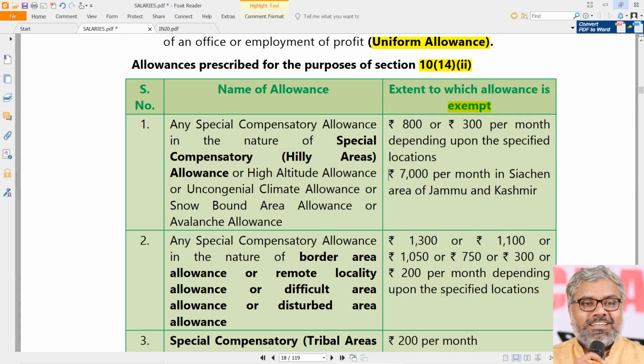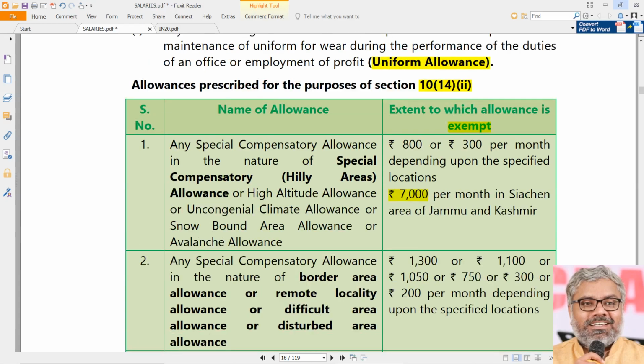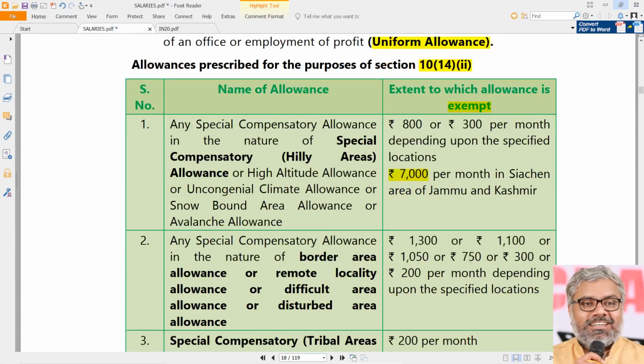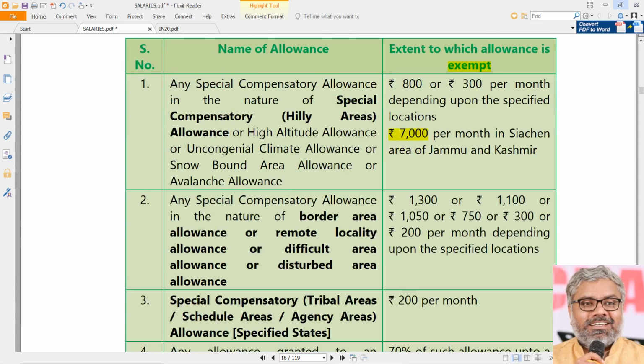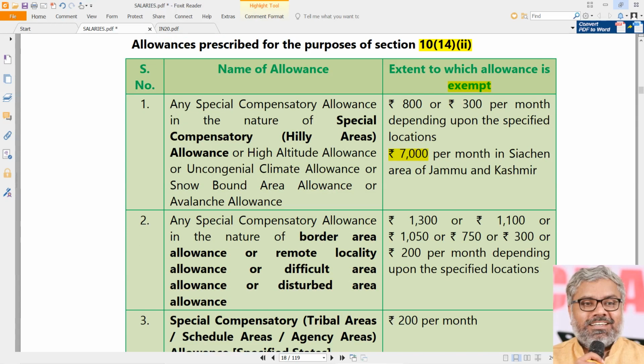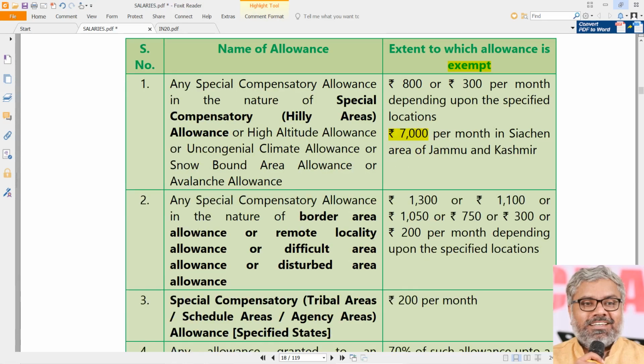Only for one thing it is fixed, that is 7,000 rupees exemption per month, Siachen area of Jammu and Kashmir, because that is the highest possible altitude location. Who will be in Siachen? Normal employees will not be there. Nobody will be there. Only army will be there in Siachen. So if they get it, they will get exemption of this much amount, and they are anyway government employees, so we don't need to worry about them.